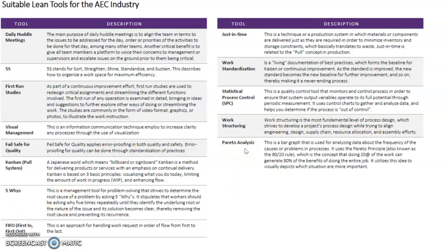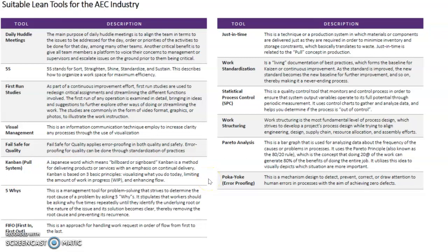Pareto analysis. This is a bar graph that is used for analyzing data about the frequency of causes or problems in processes. It uses the Pareto principle, which is also known as the 80-20 rule. This principle states that 20% of the work can generate 80% of the benefits of doing the entire job. It utilizes this idea to visually depict which situations are more important.